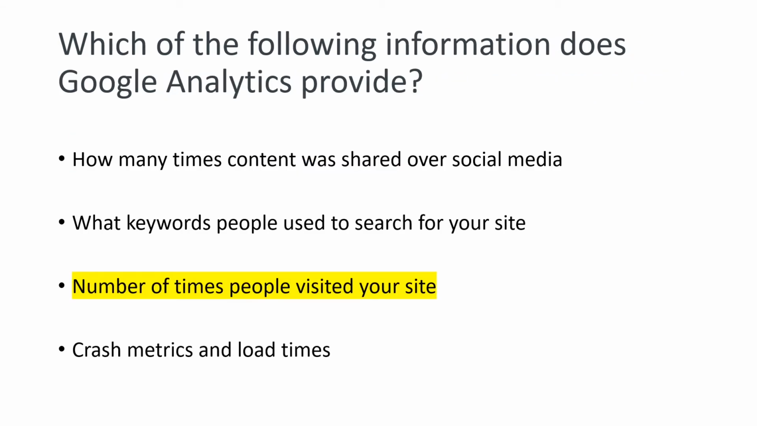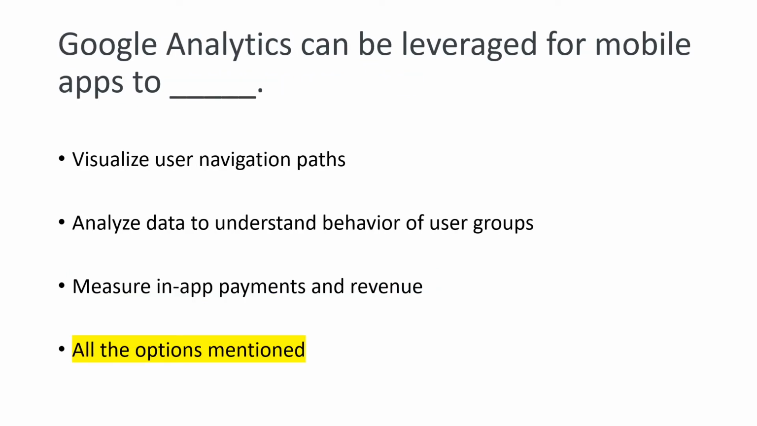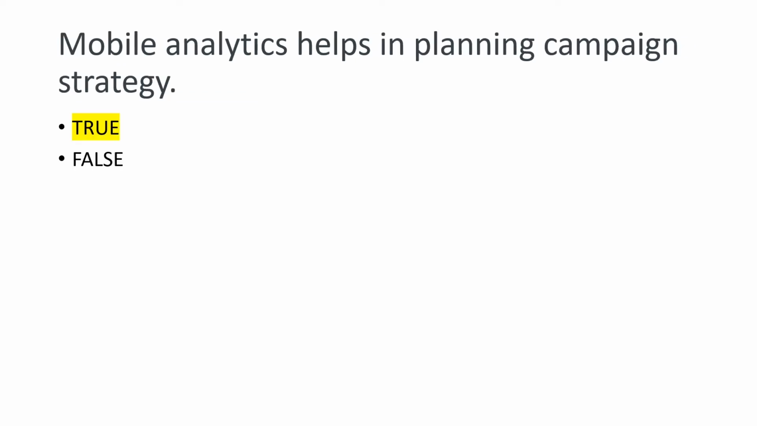143. Which of the following information does Google Analytics provide? Number of times people visited your site. 144. Google Analytics can be leveraged for mobile apps to visualize user navigation paths, analyze data to understand behavior of user groups, measure in-app payments and revenue. 145. Mobile analytics helps in planning campaign strategy. True.